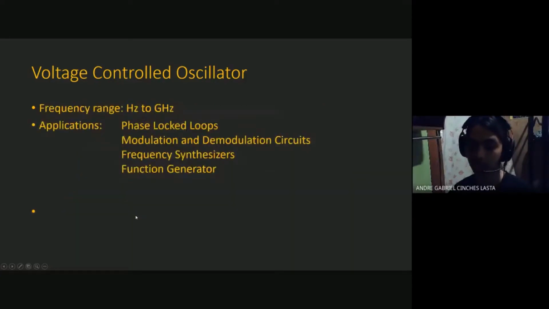Now, the frequency range of a voltage controlled oscillator ranges from a few hertz to 100 gigahertz. So its applications include phase locked loops, modulation and demodulation circuits, frequency synthesizers, and function generators.